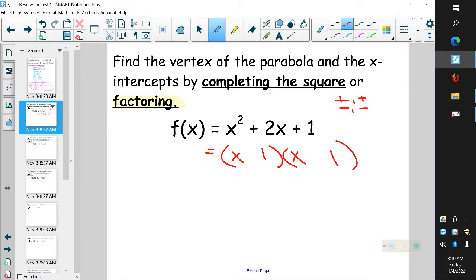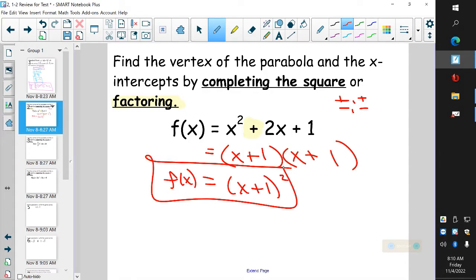How do I know which one to use? Look at the middle sign, so that has to be plus plus, meaning this is actually x plus 1 quantity squared. That is f of x. Meaning this and this are equivalent.